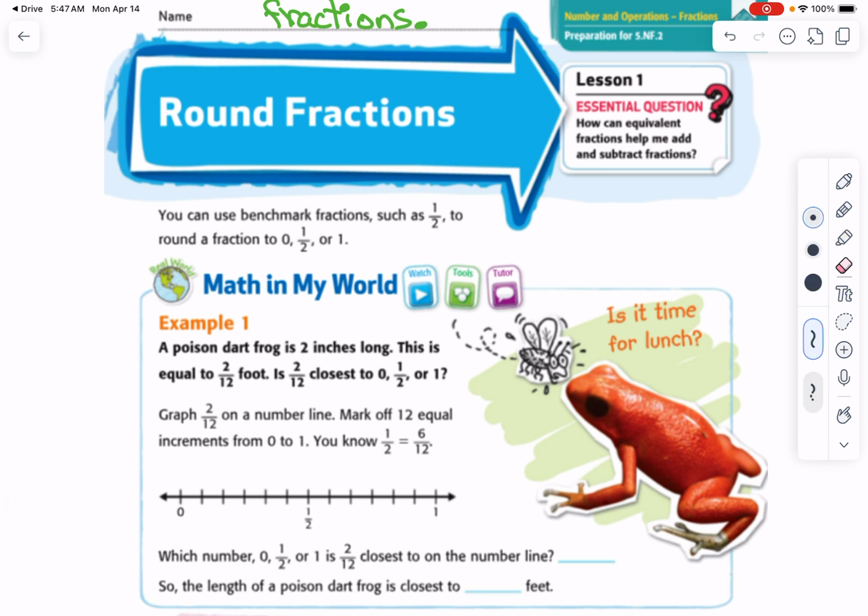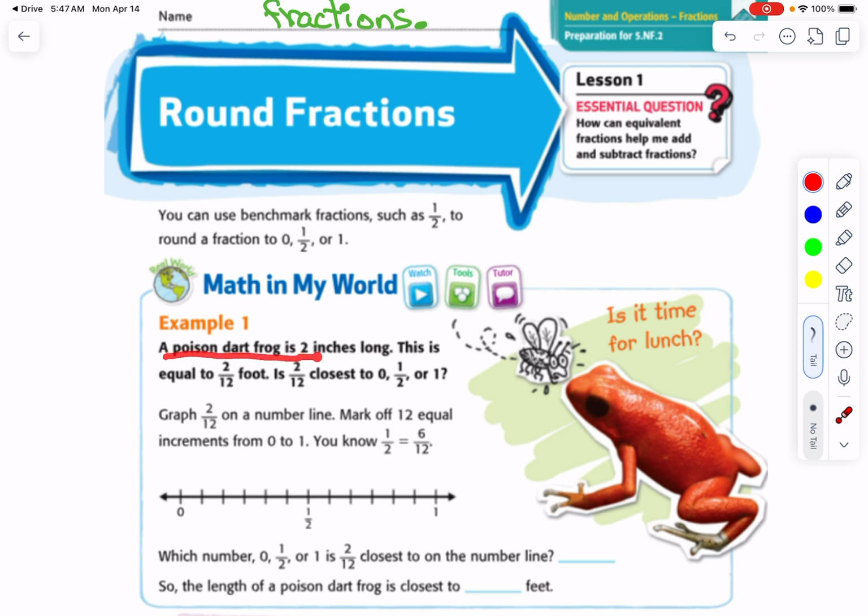All right, so we can use benchmark fractions such as 1/2 to round a fraction to 0, half, or a whole, okay? And why would we want to do that? It just gives us a better handle on what that fraction means, okay? If we're talking about 15/16 and we don't realize that's almost 1, that's going to make things really difficult for us, okay? So let's look at the example.